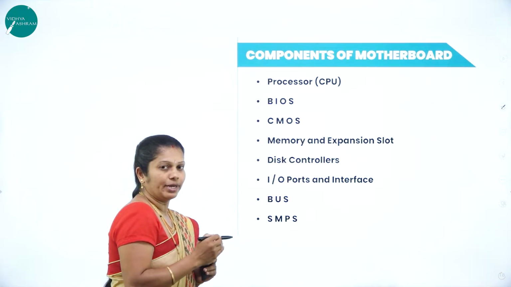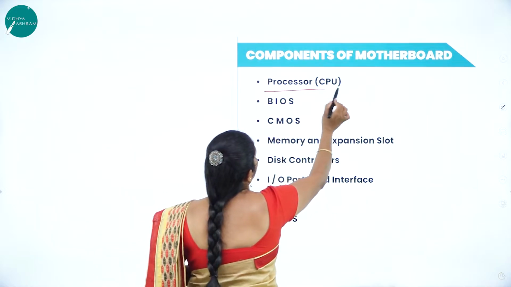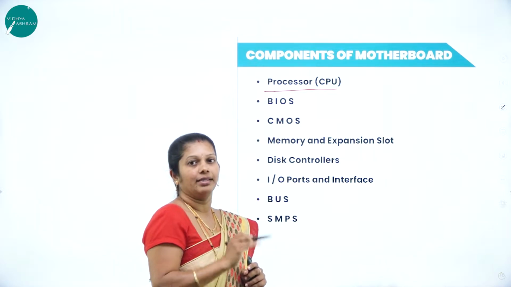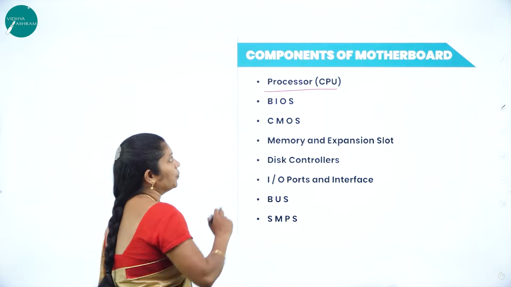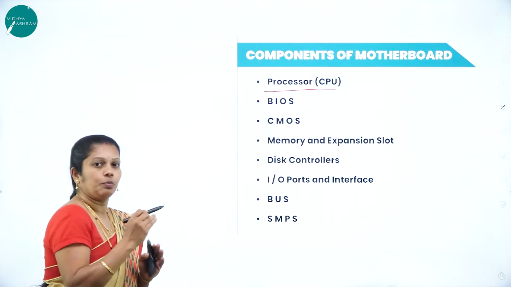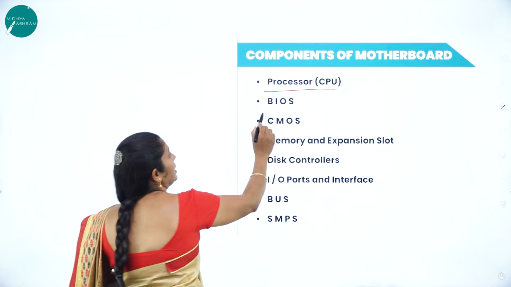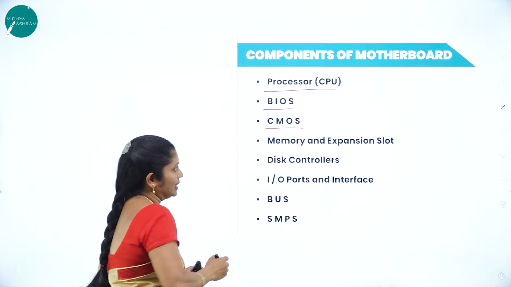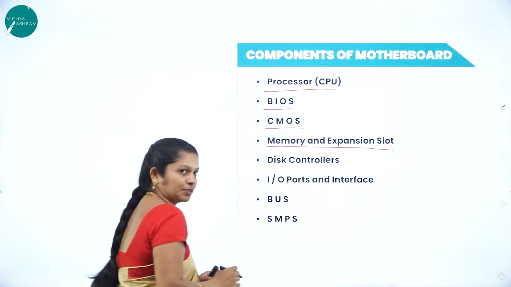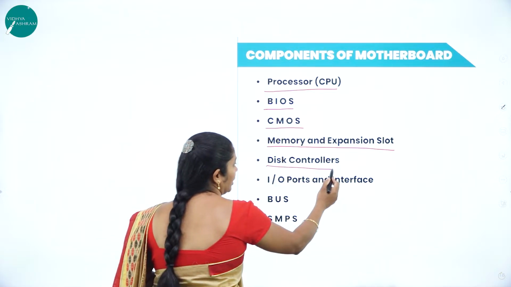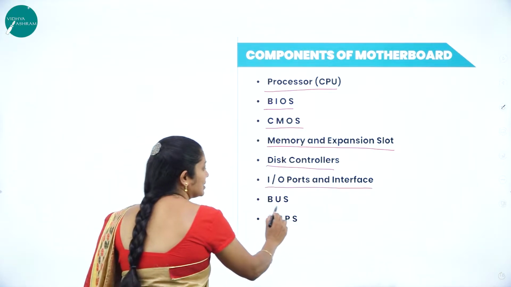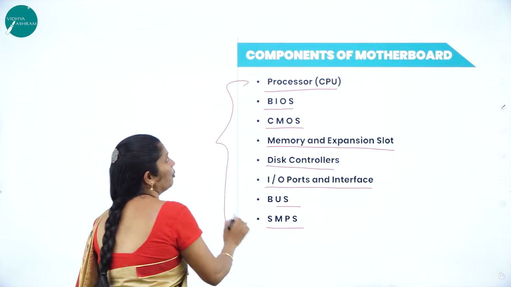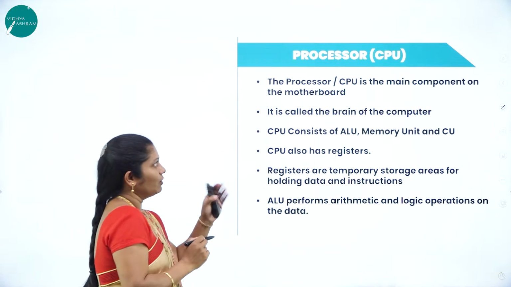When we come to the components, the first component is the processor, that is nothing but the CPU. The CPU is the main component, the main item in the computer. The processor helps to process all the transactions. Then BIOS, CMOS, memory and expansion slot, disk controller, input output ports, bus as well as SMPS, switch mode power supply. These are a few components under the motherboard. One by one now we will discuss.